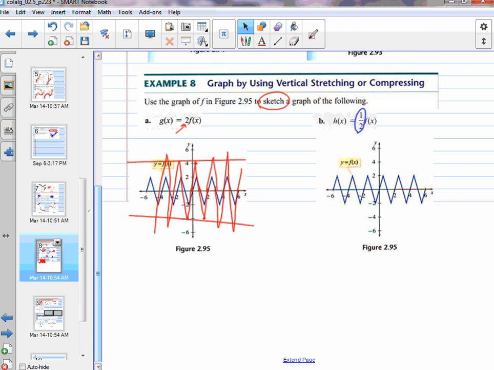1/2. What do I do with where that is done? Compressed vertically. I need to know which direction, because I can compress them horizontally too. That means it's half as tall. Half as tall.